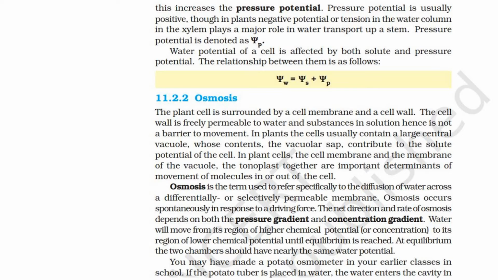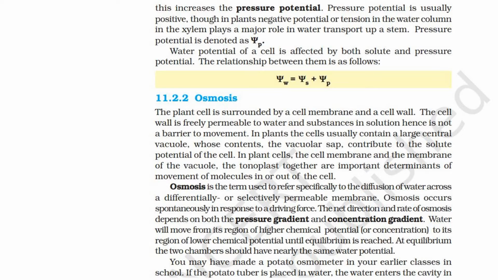Osmosis is the term used to refer specifically to the diffusion of water across a differentially or selectively permeable membrane. Osmosis occurs spontaneously in response to a driving force. The net direction and rate of osmosis depends on both the pressure gradient and concentration gradient. Water will move from its region of higher chemical potential, or concentration, to its region of lower chemical potential until equilibrium is reached. At equilibrium the two chambers should have nearly the same water potential.